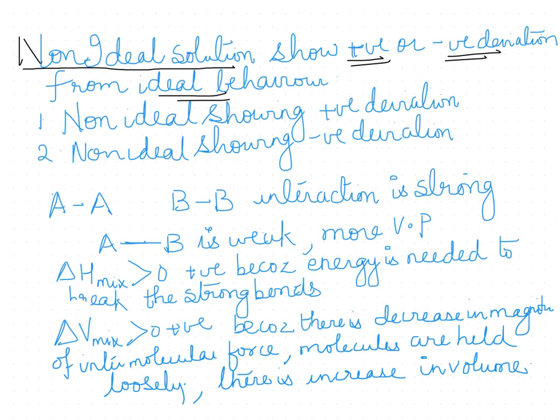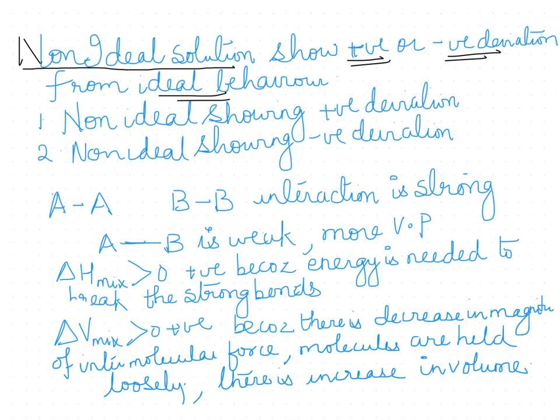Before I get into this ideal and non-ideal behavior, I want to tell you that a solution of normal hexane and normal heptane, a solution of benzene and toluene, and a solution of ethyl bromide and ethyl iodide, these are all ideal solutions. Okay, they are all ideal solutions.